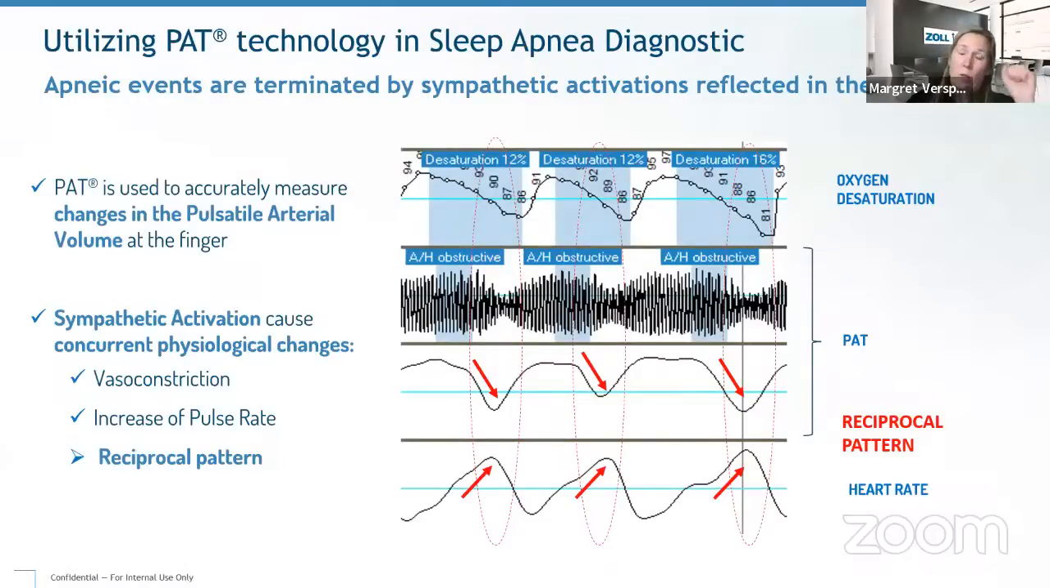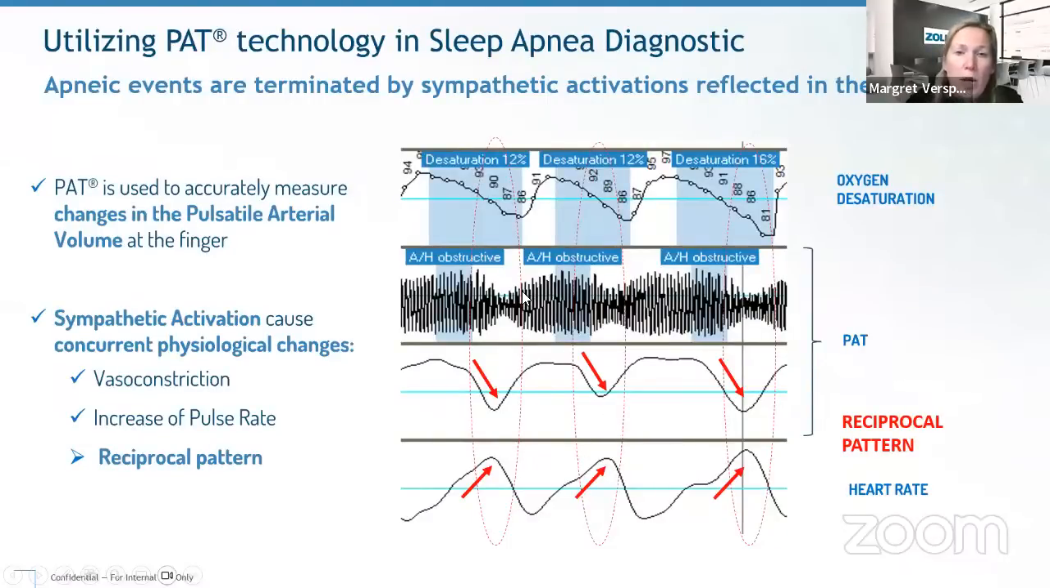So when we look at what kind of signals we get from the probe, we have the oxygen desaturation. Here we see the desaturation. This is part of a 10-minute time window, and we see here three desaturations. This is the PAT signal. These black stripes are the pulses, so the heart is pumping. What we see here is the pulse rate. From the PAT, we have the PAT amplitude, which is an envelope of this raw PAT signal, but we also have the beat-to-beat pulse rate, the heart rate.